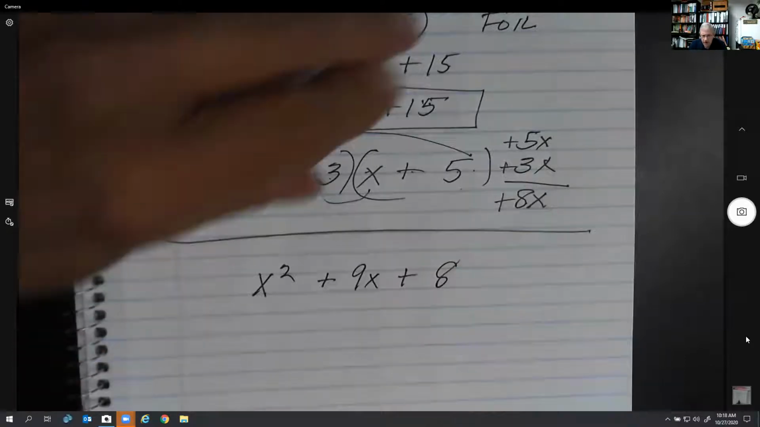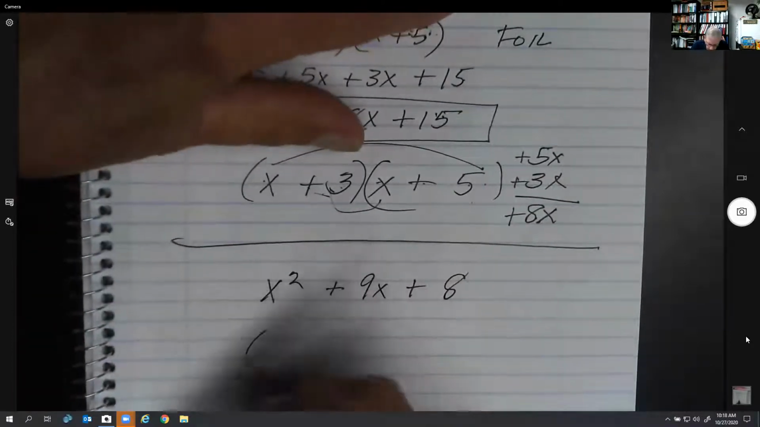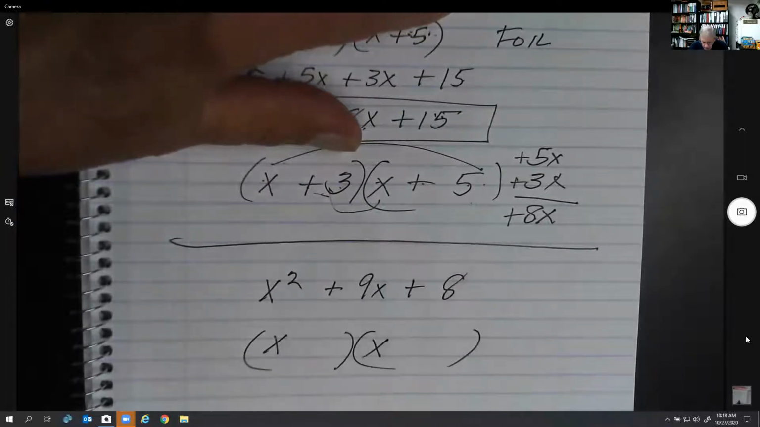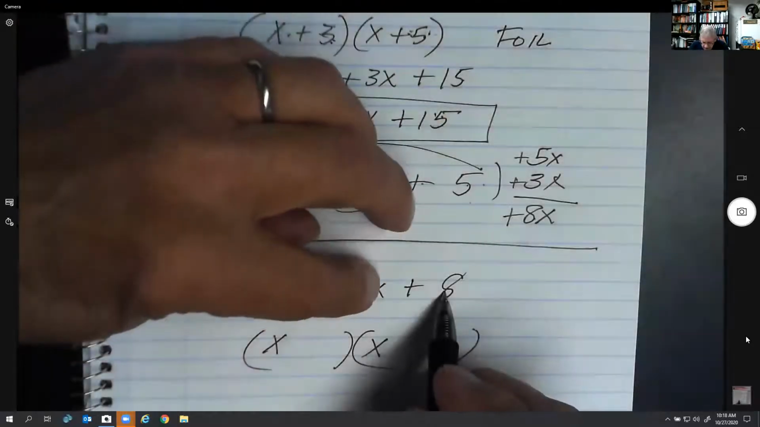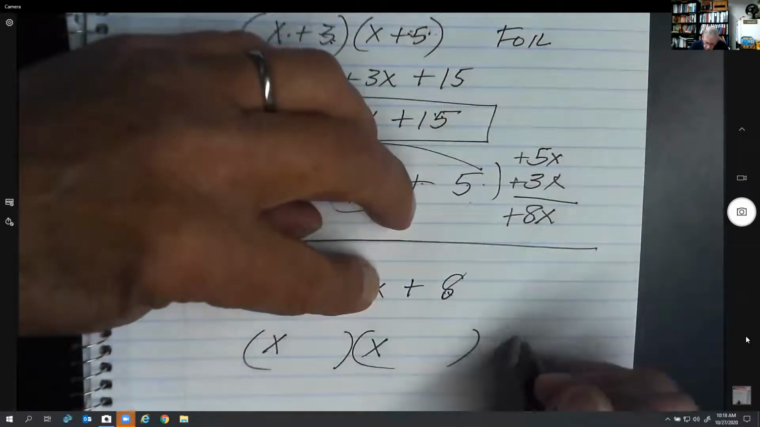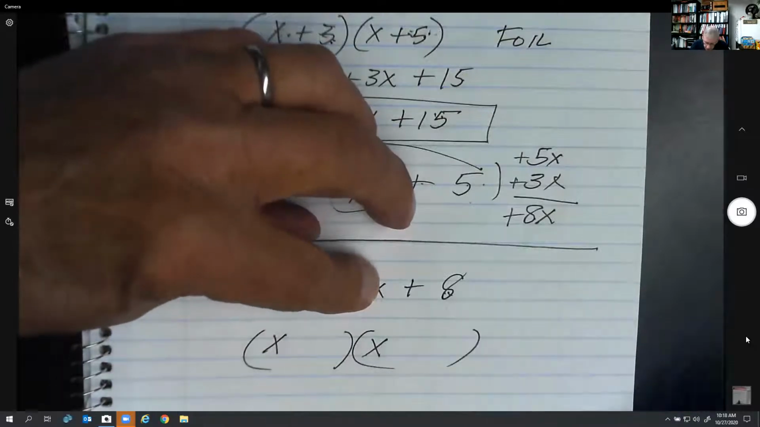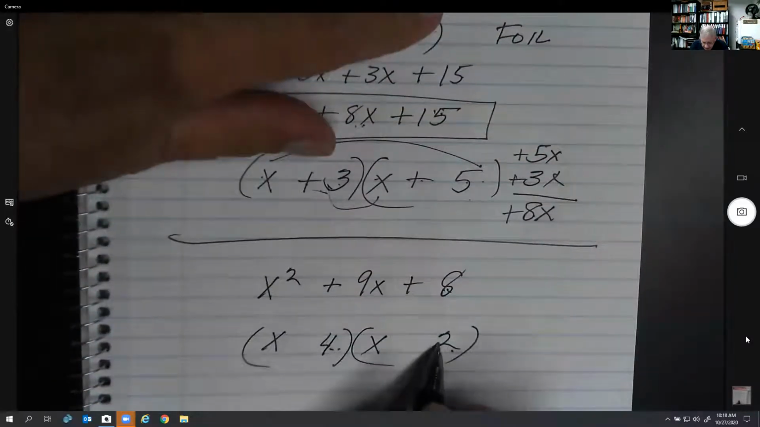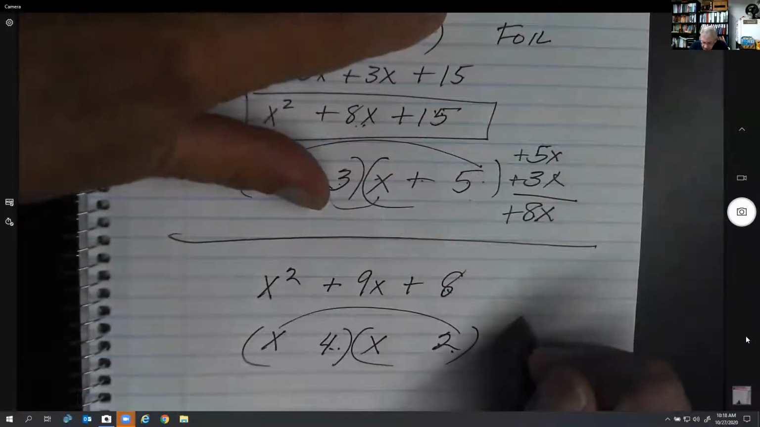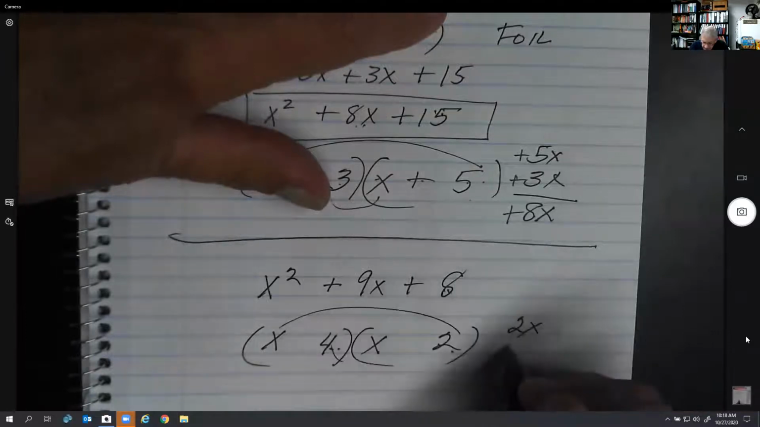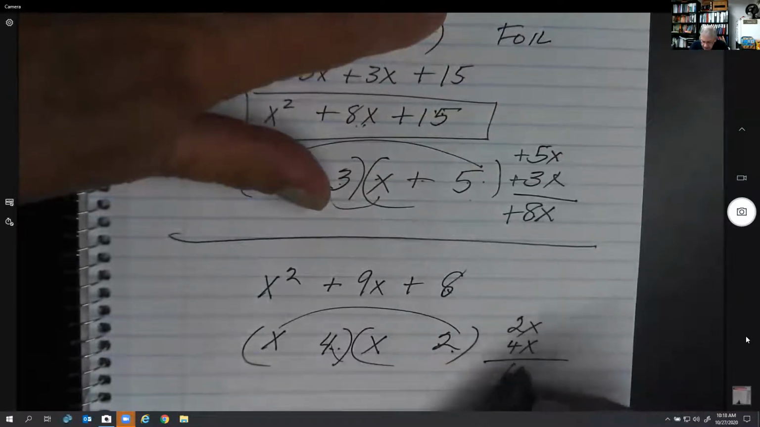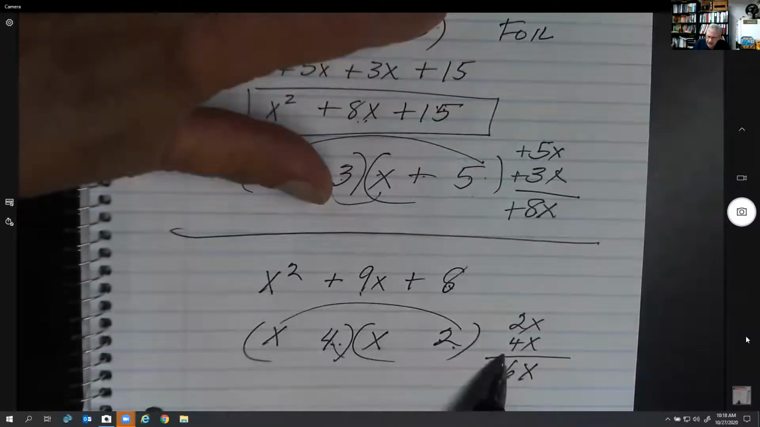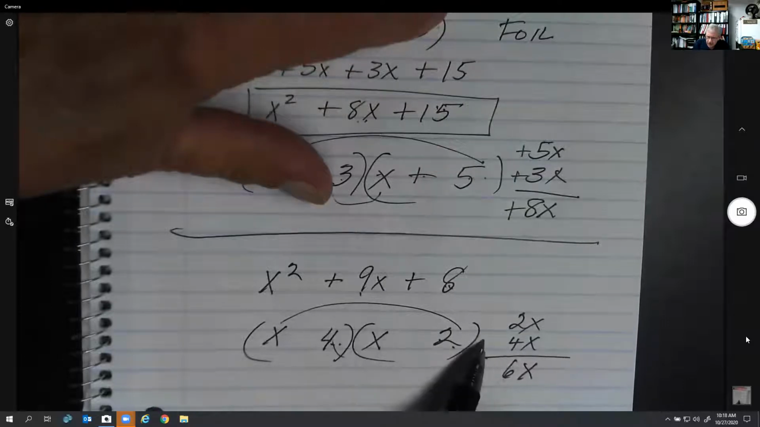Here's one. X squared plus 9x plus 8. Okay. So we know this is going to be x and x. And then we look at the last number, this 8. So we might think, okay, I'm going to do it wrong on purpose. This might be 4 times 2, because that's a common number that makes 8. But if we go to the outside, 2x, and the inside, 4x, we see that adds up to 6x, but I need a 9x. So this combination is not going to work, 4 and 2.